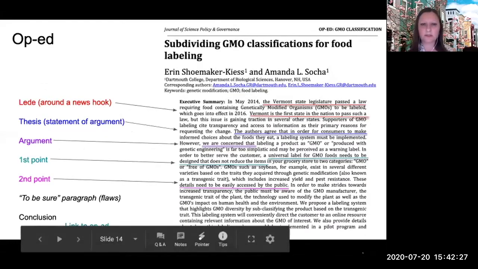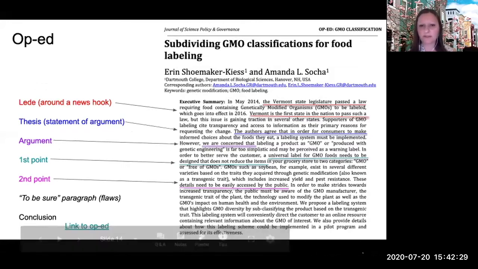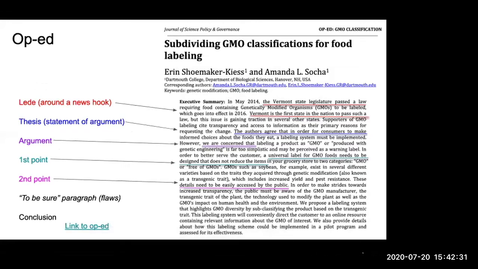Okay, so here's an oped example. So this is slightly different. You would start with a lead, which is essentially an introduction around the news hook. So you can see here it says, the Vermont state legislature passed the law. The reason you care is because Vermont is the first state in the nation to pass such a law, etc. So you're really relating your point to what's going on in the news and what's going on with the Vermont state legislature. So you can hook them right at the start.